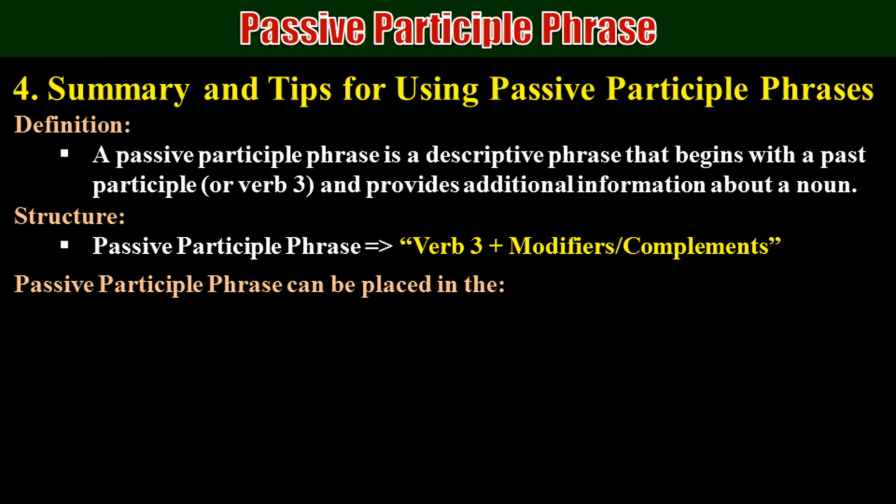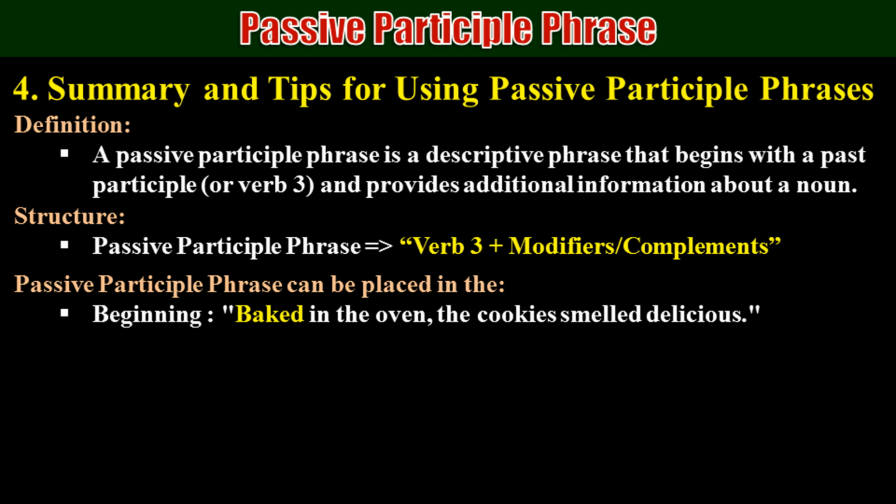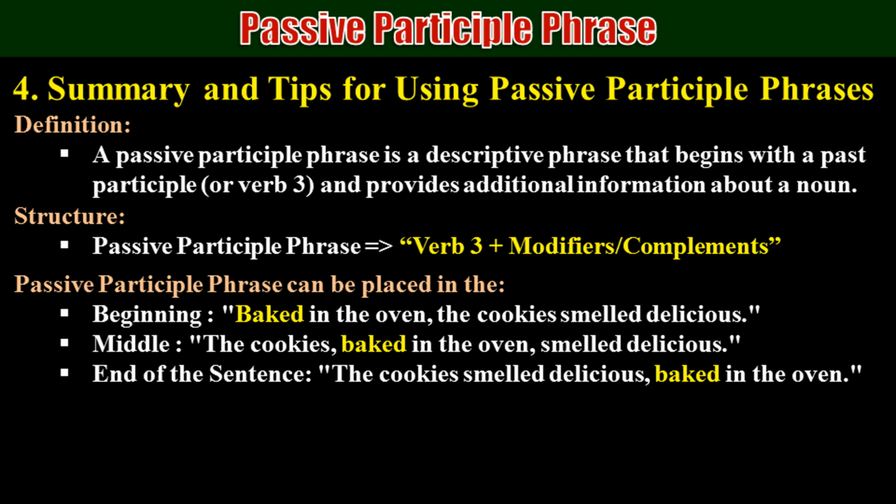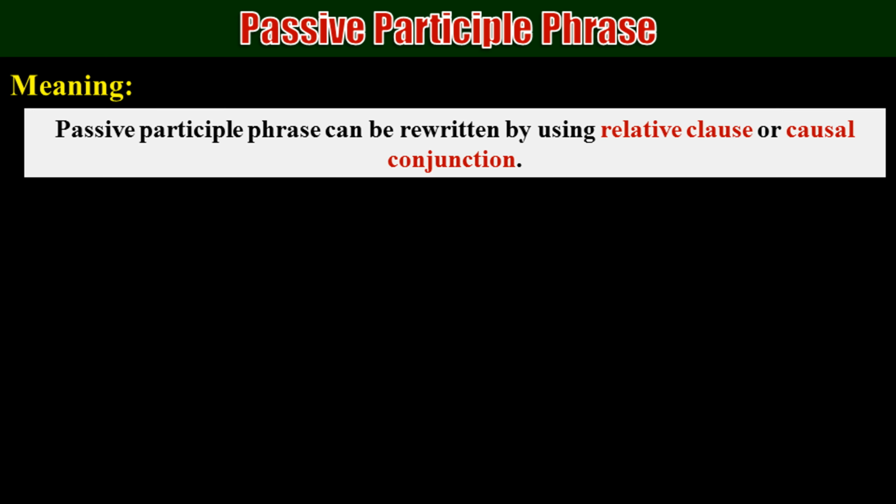3. Placements. Passive participle phrases can be placed at the beginning of the sentence. Example, baked in the oven, the cookies smelled delicious. Middle of the sentence. Example, the cookies, baked in the oven, smelled delicious. End of the sentence. Example, the cookies smelled delicious, baked in the oven. For meaning. To find or understand the meaning when a sentence uses a passive participle phrase, it can be rewritten using a relative clause or a causal conjunction.